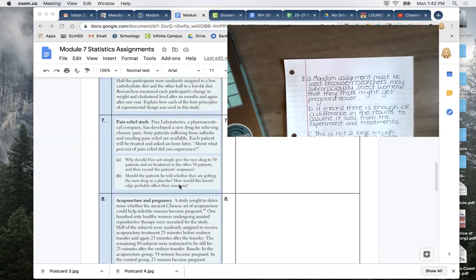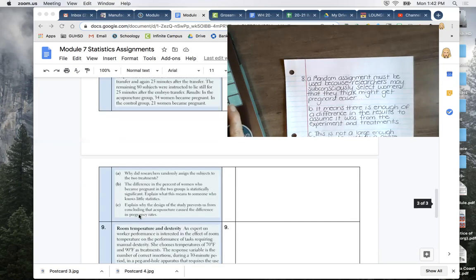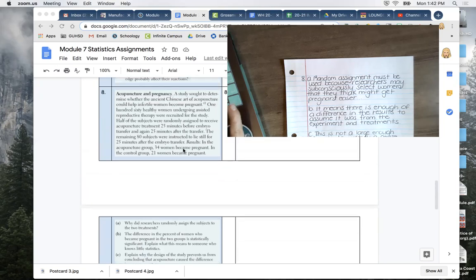Okay, so now we're gonna look at number 8. Number 8, it asks the same thing within this. So you have acupuncture and pregnancy. A study sought to determine whether ancient Chinese art of acupuncture could help infertile women become pregnant. 160 healthy women undergoing assisted reproductive therapy were recruited for this study.